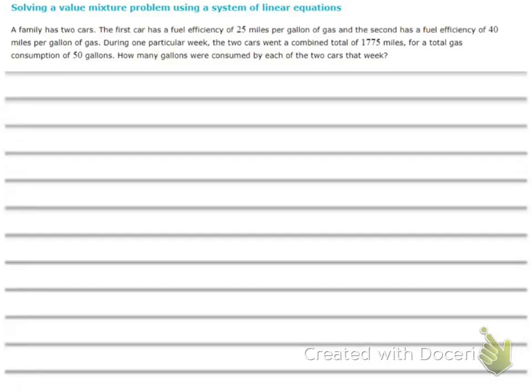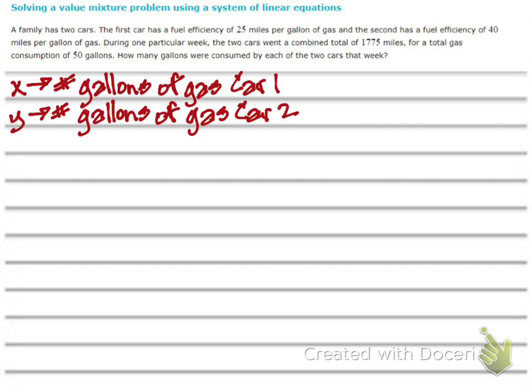Okay, we're going to look at solving a value mixture problem using linear equations. So we have a word problem here about two cars in a family. And so we're going to label them, and we're going to label that X, we're going to talk about the number of gallons of gas in car 1, and Y is the number of gallons of gas for car 2.